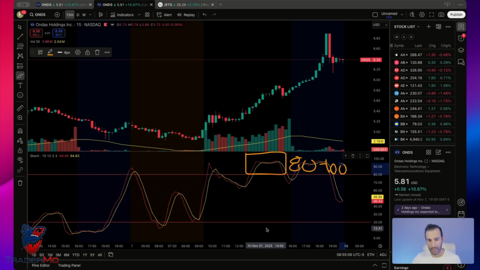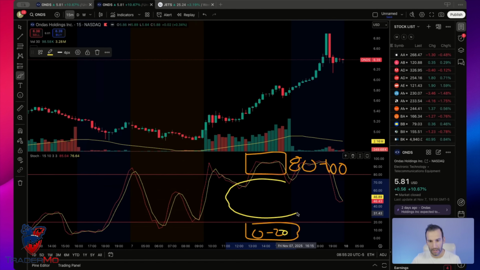If you're going short, your sweet spot is between 0 and 20. 0 to 20. That's where you need to be. So this area right in here, let me change the color real quick. This area in here, this is no man's land. You don't want to trade in here.